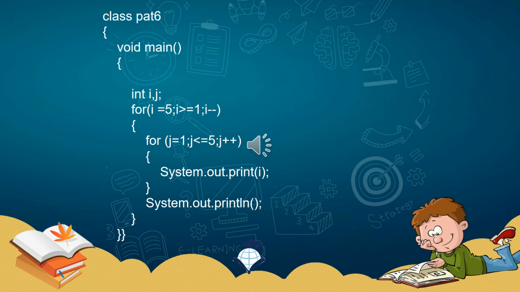This pattern has 5 rows and 5 columns. It prints the number instead of a symbol. So inner loop J ranges from 1 to 5 and outer loop I ranges from 5 to 1, since it is in reverse order. It prints the loop value, that is I.